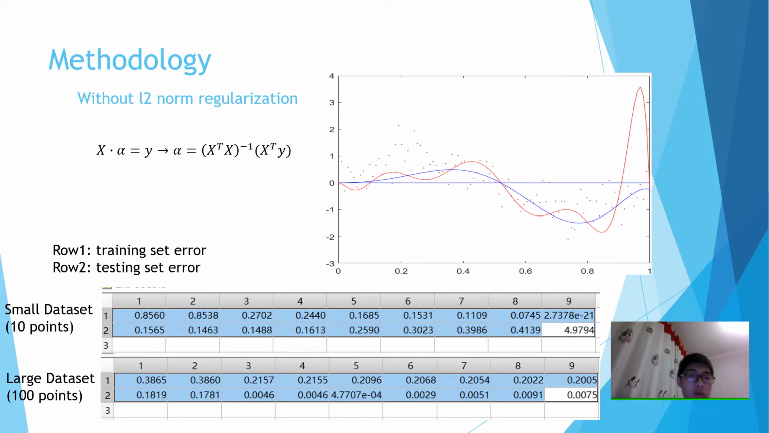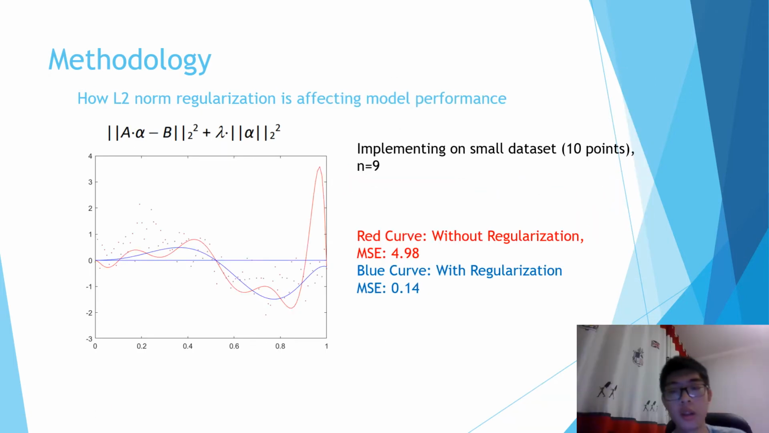In order to improve the performance of the small dataset model, I'm introducing the L2 norm regularization method in the next couple of slides. So how is L2 norm regularization affecting the model performance? We can see from the loss function that I'm adding a new parameter lambda to add a penalty on the size of the coefficient alpha. This avoids some alphas being too large and the model becoming too sensitive to outliers.